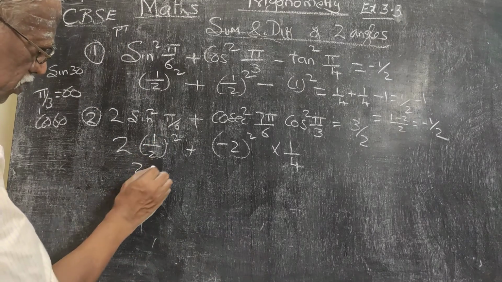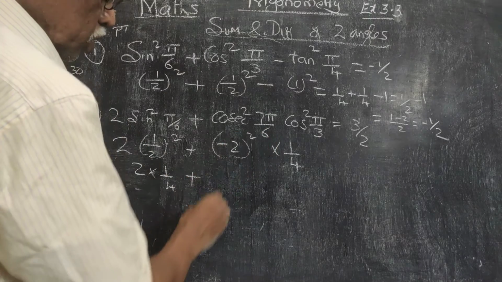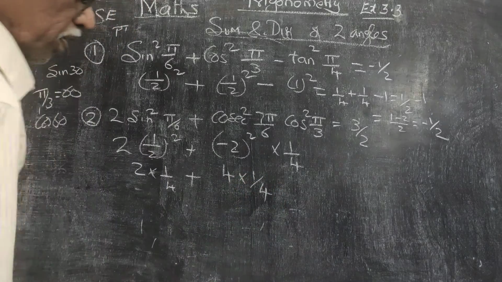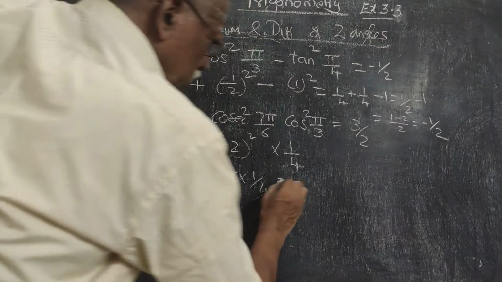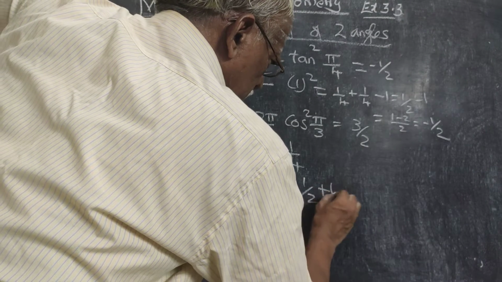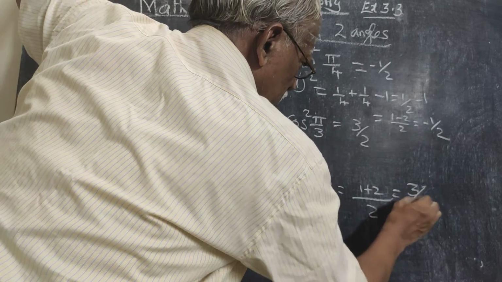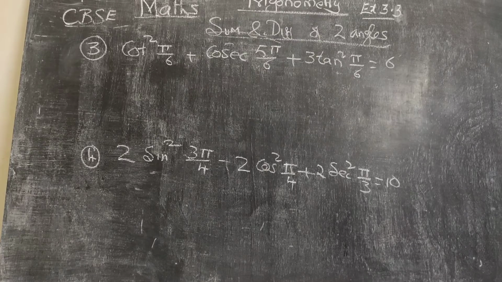Now let us simplify this part. This is 2 times into 1 by 4. Minus 2 into minus 2, so 4 into 1 by 4. So this is 1 by 2 plus 1, taking LCM this is 3 by 2. A very simple problem to begin with. Two problems we have done. I will go for the other problems.